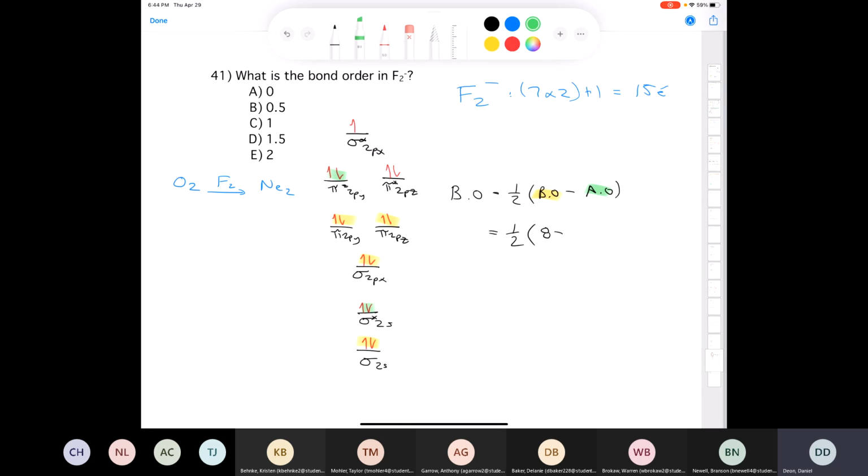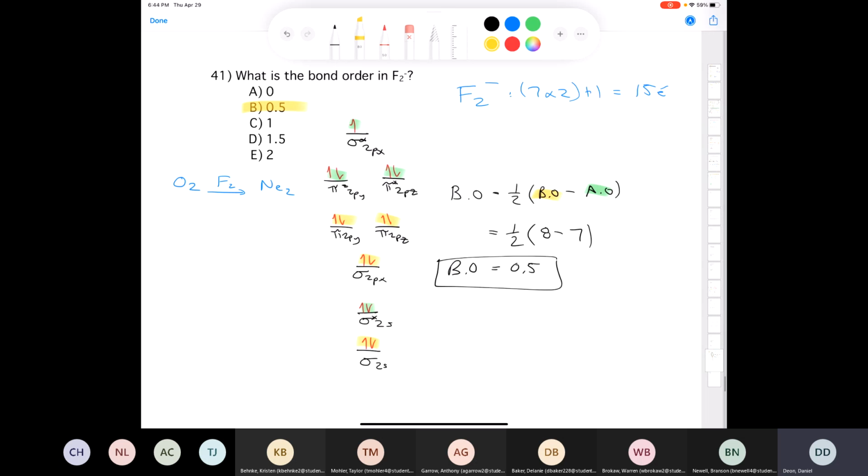1, 2, 3, 4, 5, 6, 7. So we've got 7 electrons in anti-bonding orbitals. 8 minus 7 is 1, times 1/2 gives you a bond order of 1/2 or 0.5. There you go. So that is the bond order in the F2 minus ion.